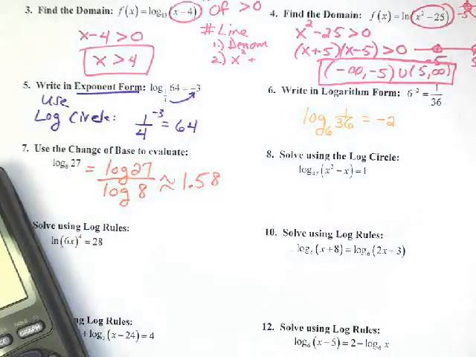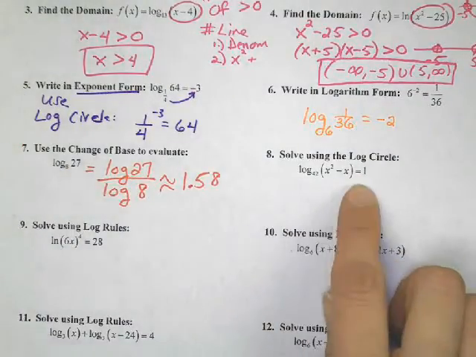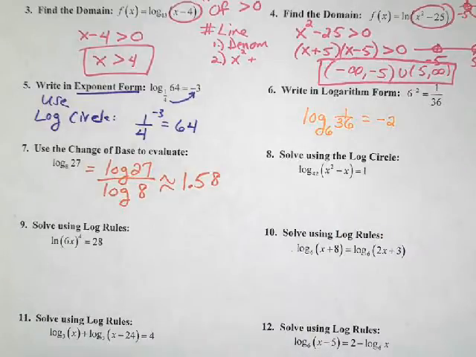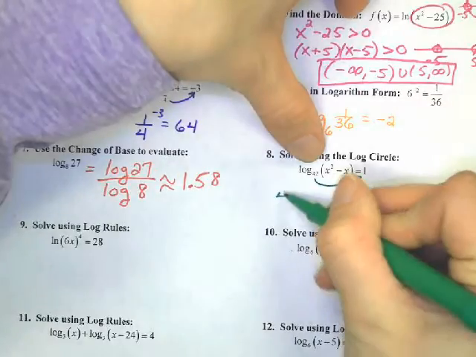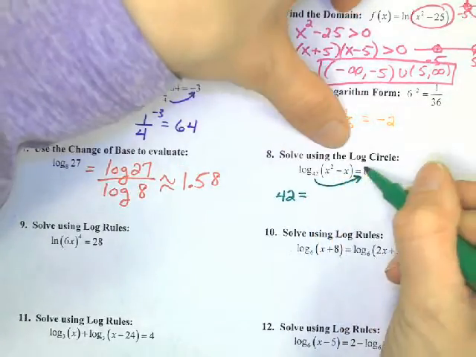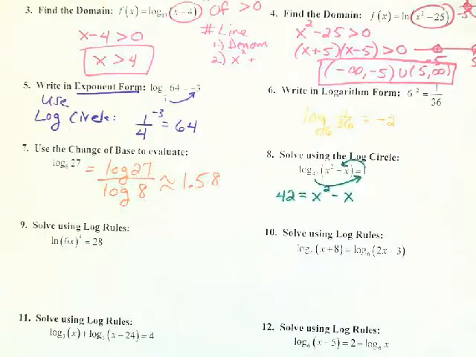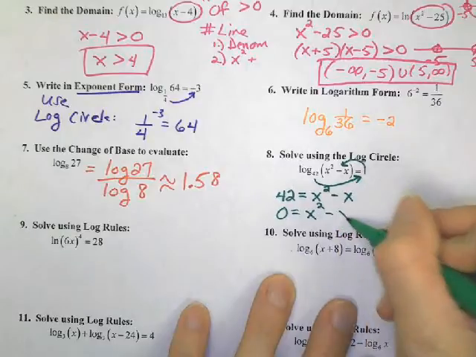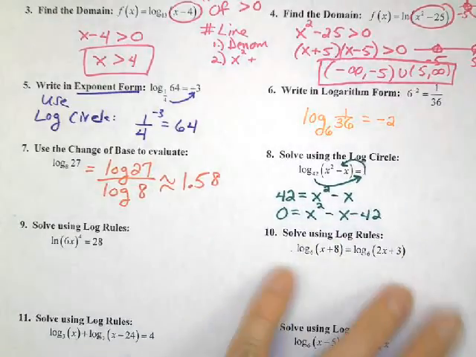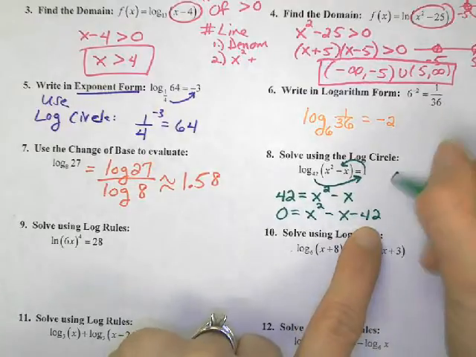Okay, and then we did do a lot of solving using the log rules here. So here is an equation I have to solve, and I have to use the log circle. 42 to the power of 1 equals x squared minus x. Oh, a quadratic. I'm going to have to move everything over to one side and try to factor this puppy. If I can't, I'll have to use the quadratic formula. But, oh, I believe it does factor.